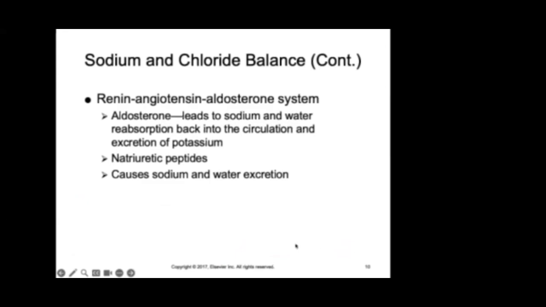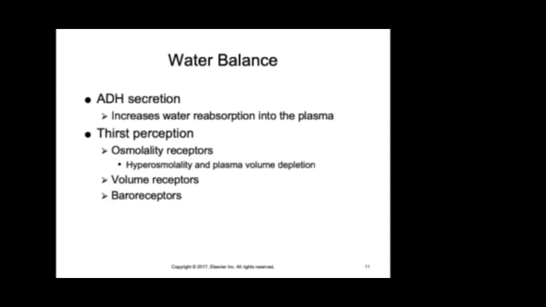So that's the point, to bring the blood pressure back up. It's a long-term adjustment. Water balance is controlled by aldosterone and ADH, among others. ADH increases fluid retention at the kidneys, and it stands for antidiuretic hormone. It's made by the posterior pituitary. It's actually manufactured in the brain.